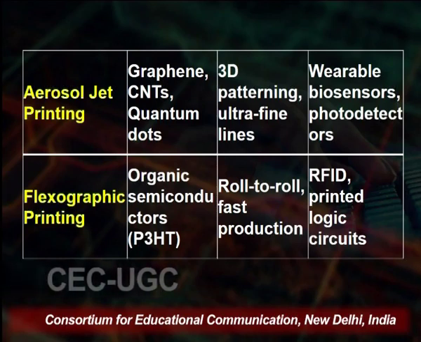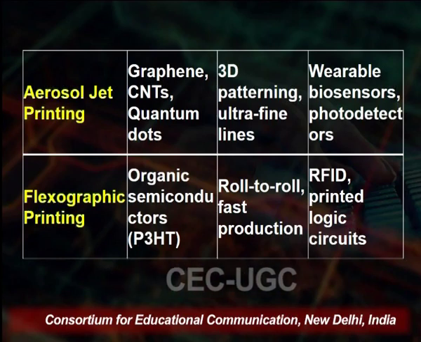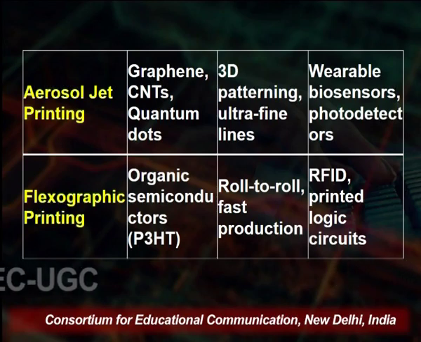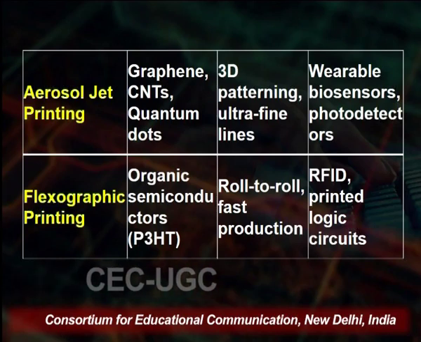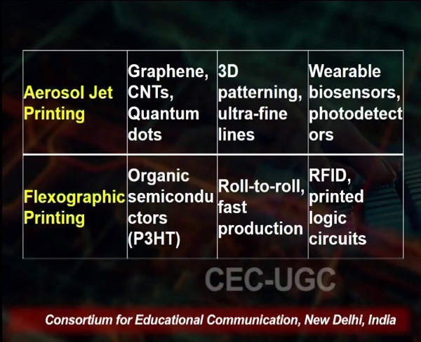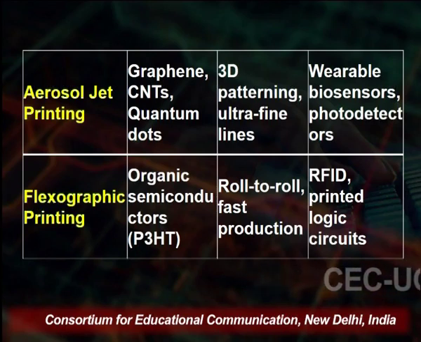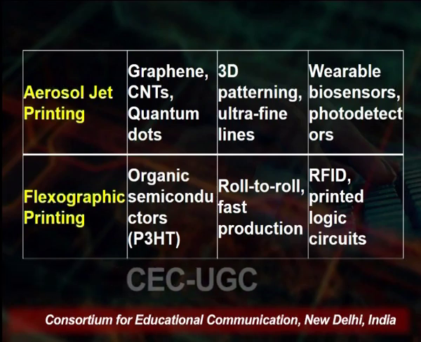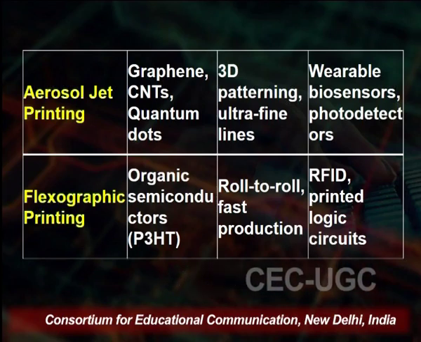Now, another printing, that is the flexographic, that is the organic semiconductors that is used for the printing in the flexography. So, in the flexography we use this organic semiconductor ink, and that is on the roll for fast production. So, RFID printing and logic circuits we can do by it.